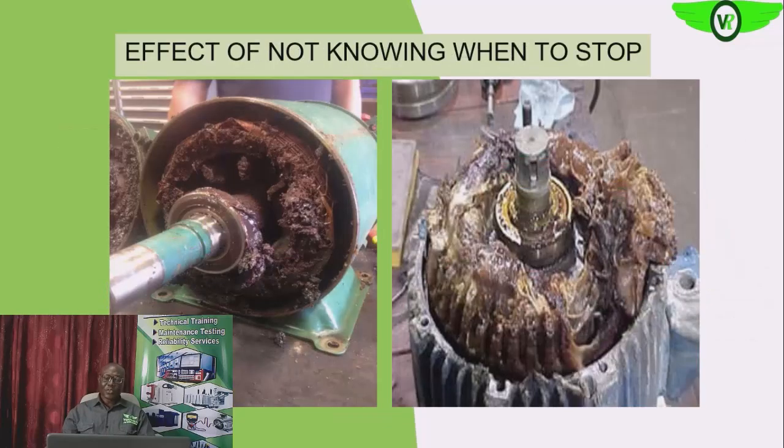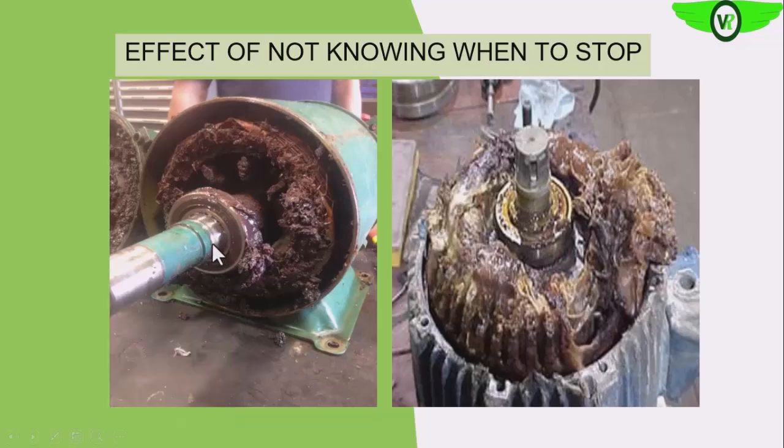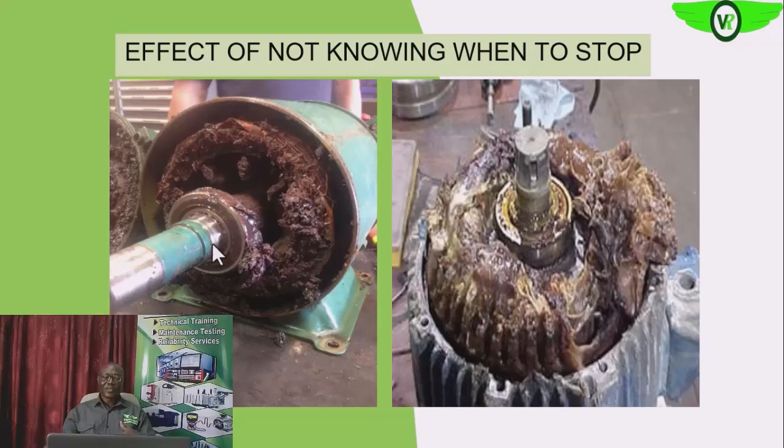So this is the effect of not knowing when to stop. Since you don't know when to stop, at times you may be expecting grease to come out from the drain nipple, not knowing that it is all going straight into the windings. As clearly shown, this will close the air gap, prevent the rotor from running, and subject the motor to locked rotor current that may eventually result in burnout of the windings.